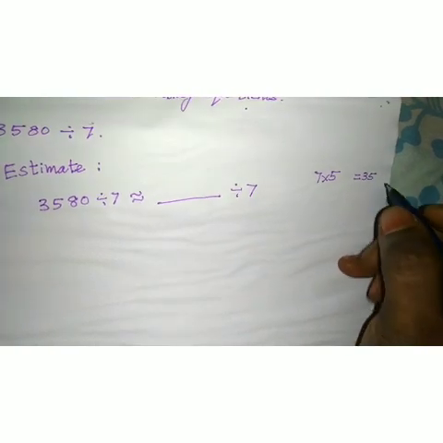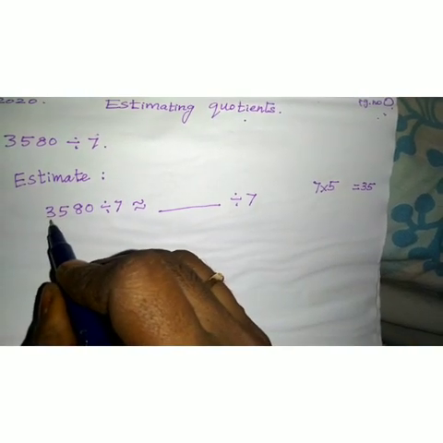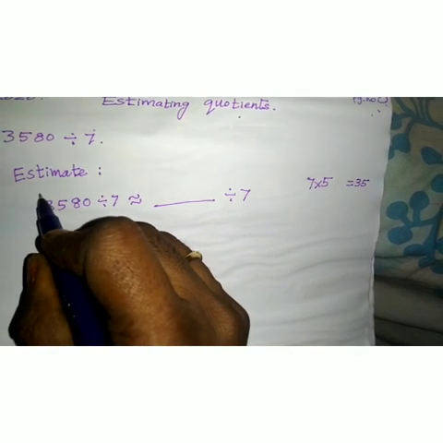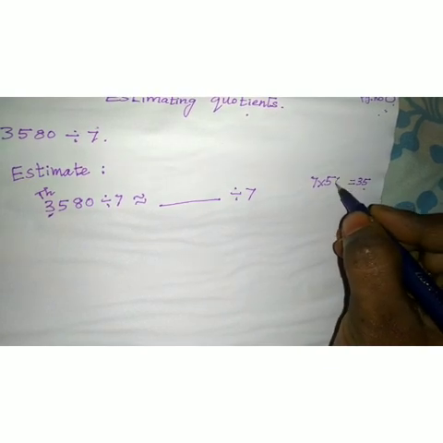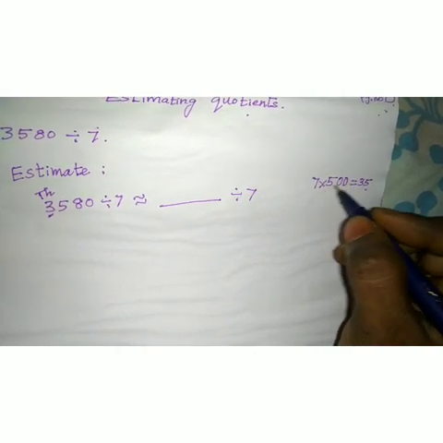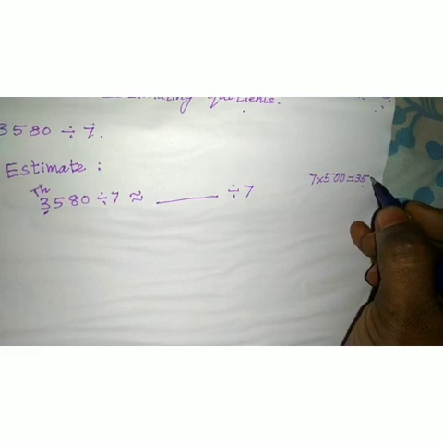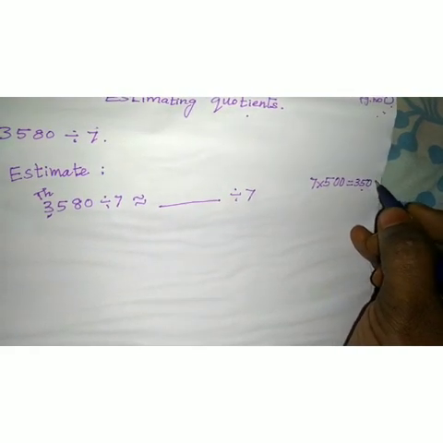But here we have the thousands place. This is in the thousands place. So to convert 35 into the thousands place, you have to multiply with 500. 7 into 500, you will get the answer as 3500.